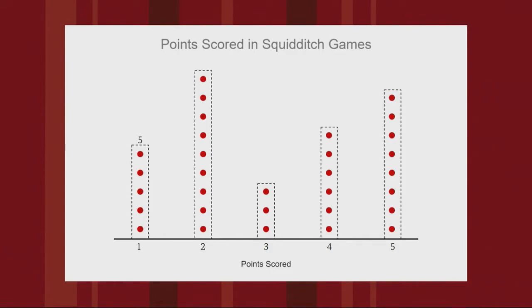So we have 5 dots in that column, 9, 3. How about in this one? In points scored, 4. How many games? 6. And in our last column, how many points scored? We have 5 points scored. How many games did they score 5 points? 8.